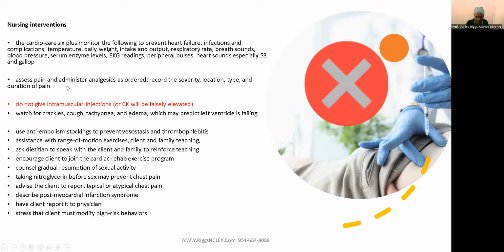We don't want these clients in pain, never, right? Because that stresses the heart. Now, here's a nice test question that sometimes I see students forget. In these clients, we avoid IM injections, intramuscular injections, or at least we don't do it until after we obtain our CK levels, right? Because when you do IM injections, you're messing with muscle, you're breaking down muscle, and we're going to get a false elevated CK. So usually we'll pull our CK before we do IM injections, okay?